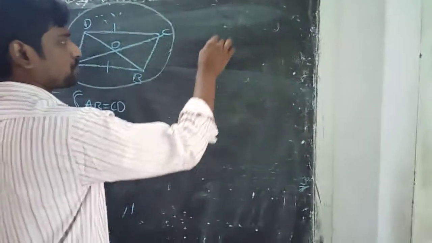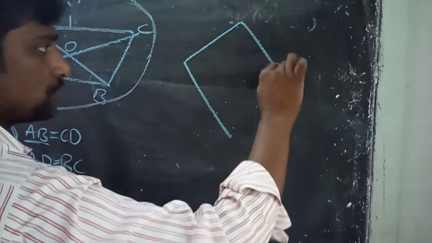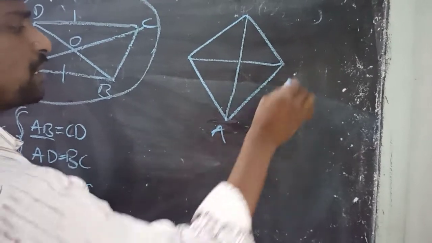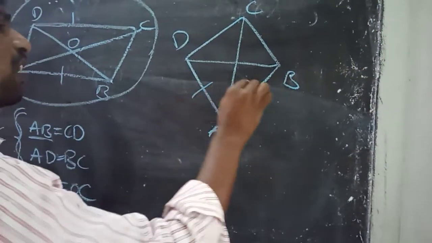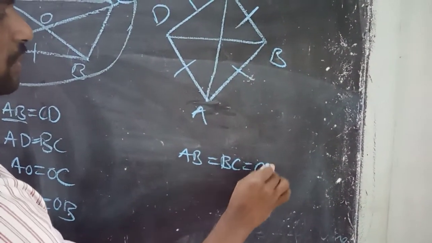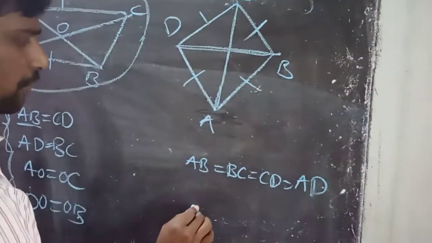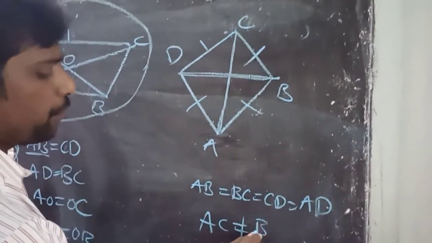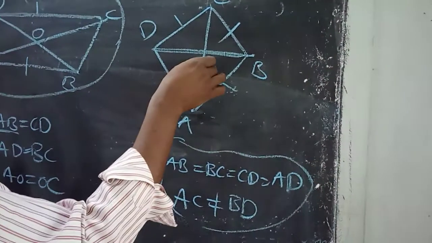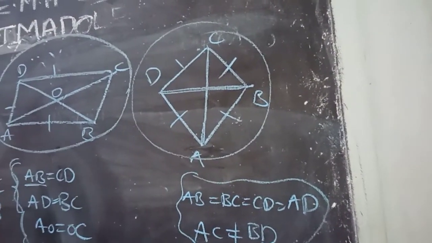The next one is the rhombus. Let us consider rhombus ABCD. In a rhombus all sides are equal: AB is equal to BC is equal to CD is equal to AD, and diagonals bisect each other but are not equal, AC not equal to BD. All sides equal and diagonals not equal is called a rhombus. Here AB means the distance, so we have to use the distance formula.